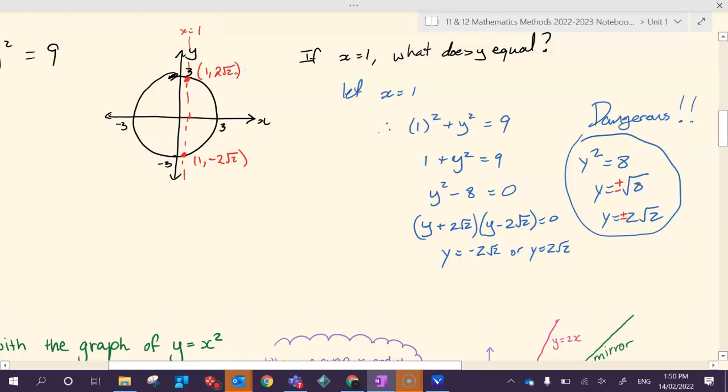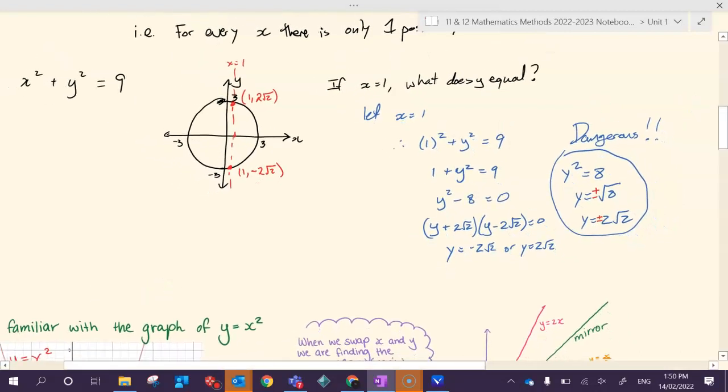Those 2 points are ordered pairs that satisfy the relation x squared plus y squared equals 9. But because when I put x in, there are 2 possible y values, that is a relation but not a function. Because a function is reliable. When I put in a value, I get the same answer. This is giving me 2 possible answers, so it's not a function.